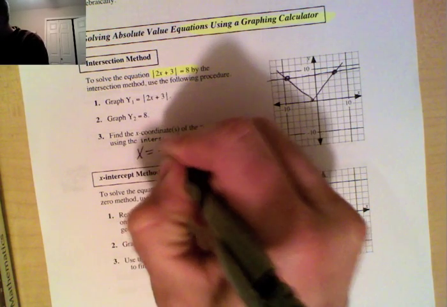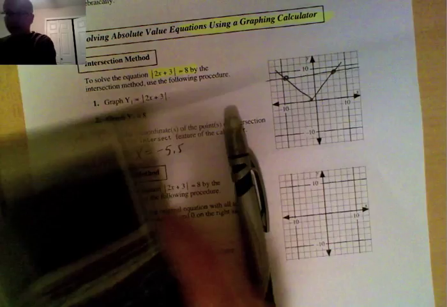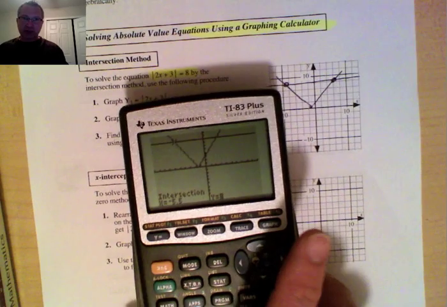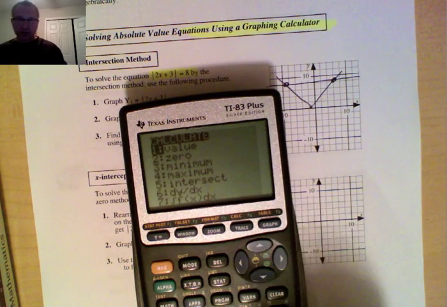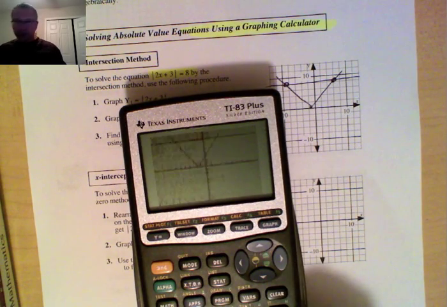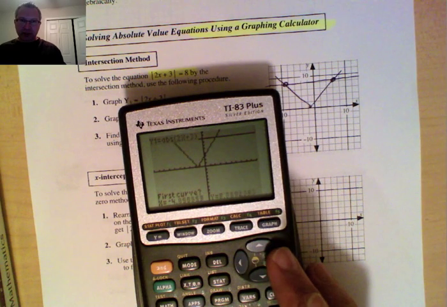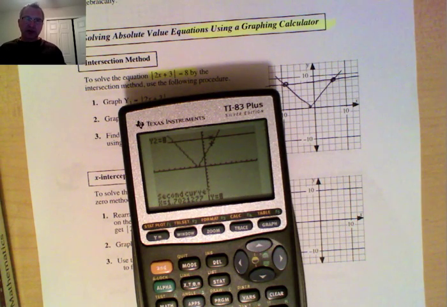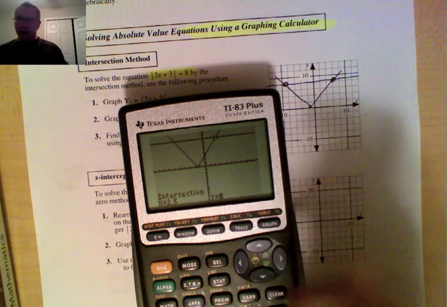X equals negative 5.5. And we're going to go back and find our second point of intersection, second function trace, and go down to number 5 for intersect. And this time I'm going to scroll over to the right until I get close to our point of intersection and hit enter. It jumps to the line, hit enter, and when it says guess, hit enter. And our other point of intersection has an x value of 2.5.